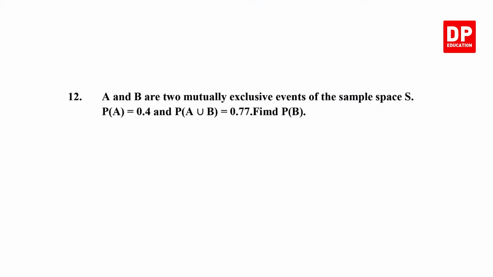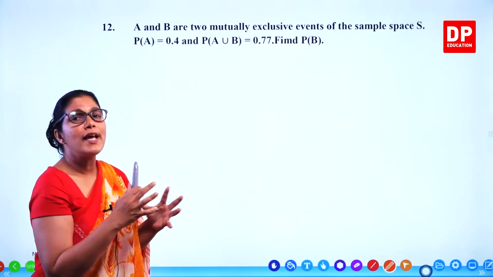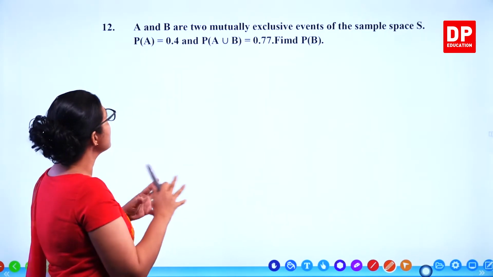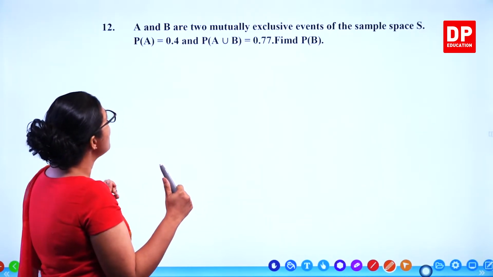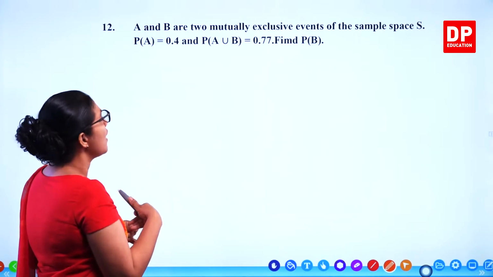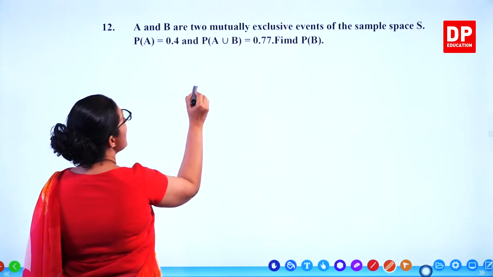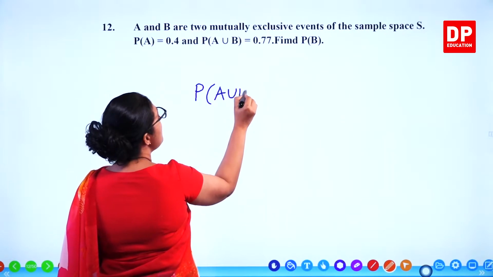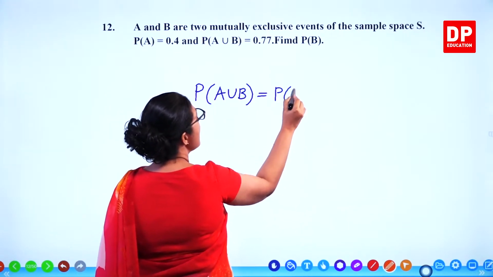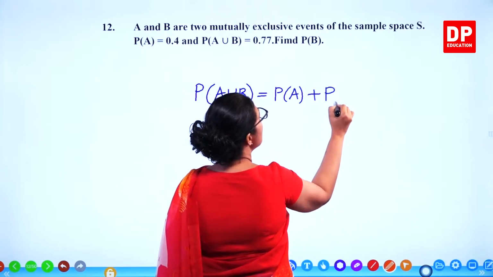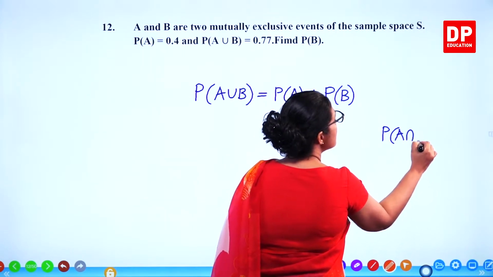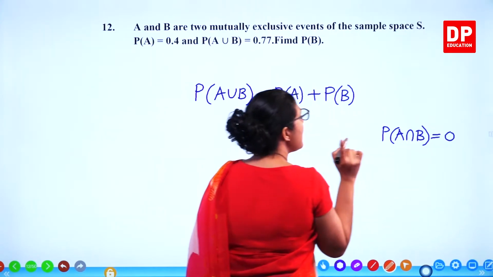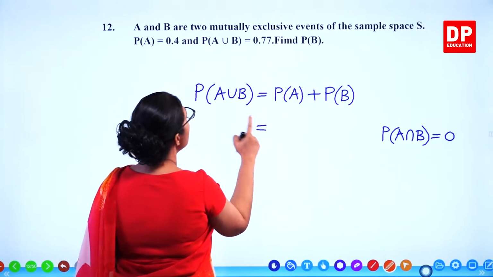Question number 12. A and B are two mutually exclusive events of the sample space S. Mutually exclusive means no intersecting points. So separate two circles. Probability of A is 0.4 and the union is 0.77. Find probability of B. So you can write probability of A union B is probability of A plus probability of B. You don't have to write down the intersection. Intersection is 0. Mutually exclusive events. So straight away you can plug the value.